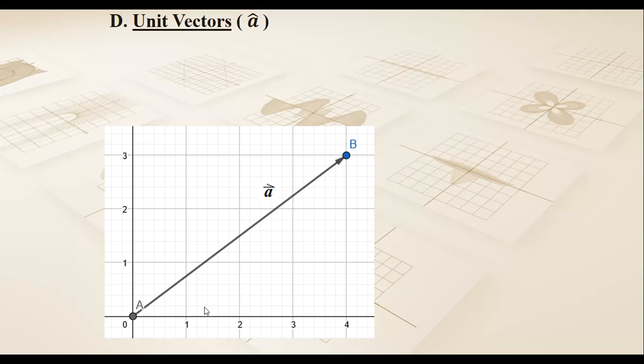Okay, so on the graph here, I have just a two-dimensional grid. So I have a vertical y-axis and a horizontal x-axis. And what I see here is I have a vector that starts at point A, the origin, and points to point B, which is located at coordinates (4, 3). And we're going to represent that with the vector A with an arrow pointing towards the right. So that's my regular old vector. Now, what exactly is a unit vector in relation to this?